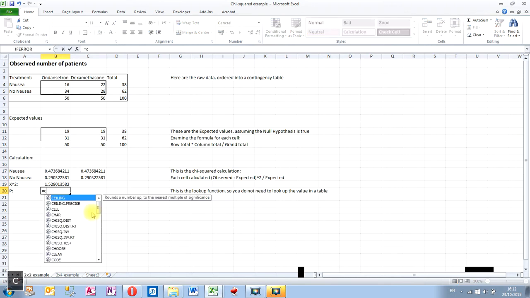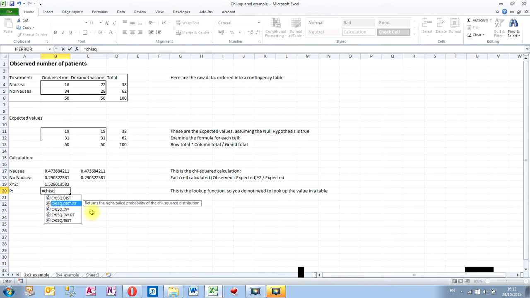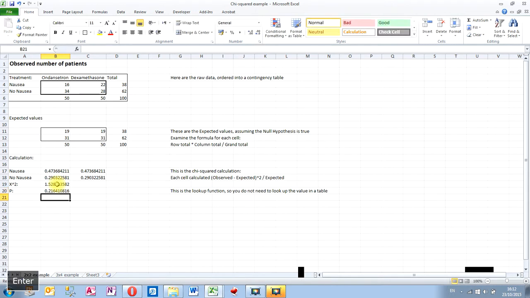I just say equals CHISQ.DIST.RT. I want the right-tailed probability. So the value I evaluate at is x, which is this chi-squared value here. The degrees of freedom is the number of rows minus 1 times the number of columns minus 1. So that's 1 degree of freedom, and there's the probability value. My p-value is 0.21. So with a p-value of 0.21, I can say that these data are perfectly consistent with the null hypothesis.